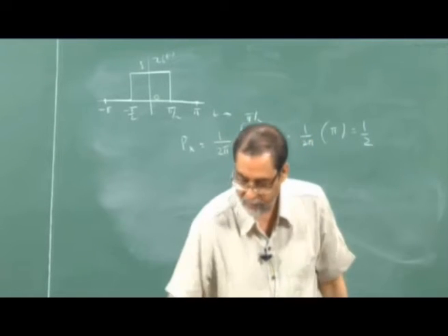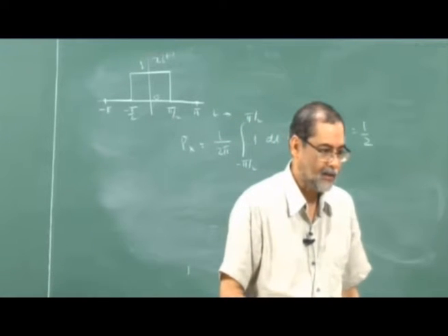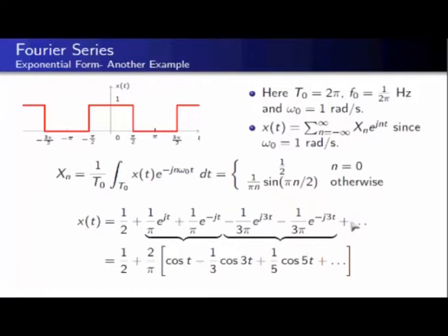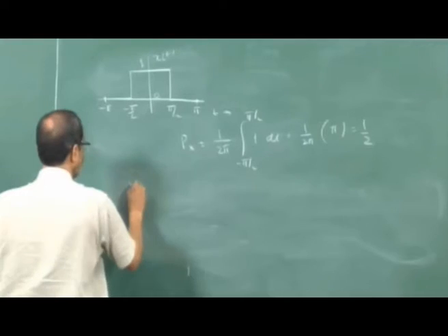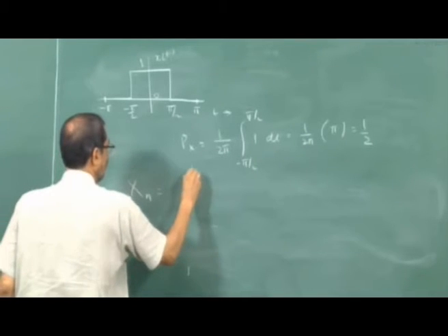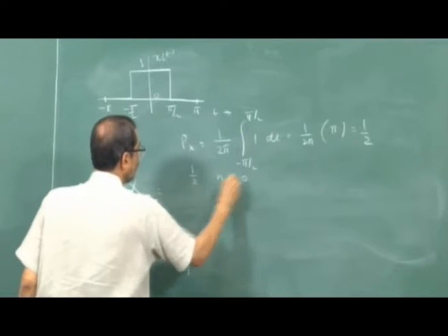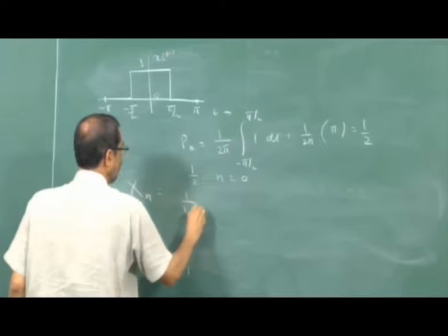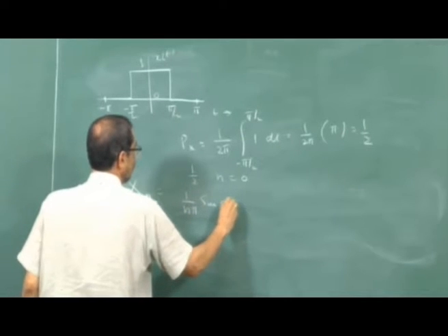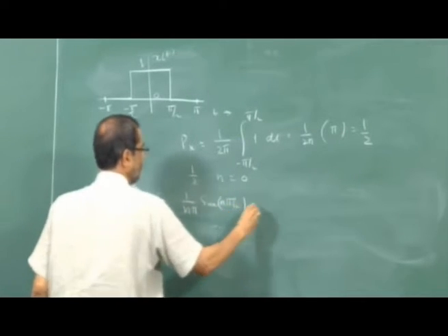But if you go back and look at what value we had for xn, so we had xn equal to half for n equal to 0, 1 by n pi sin n pi by 2 otherwise.